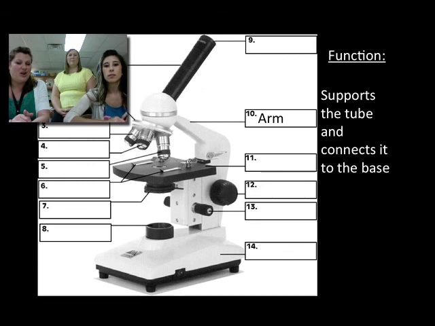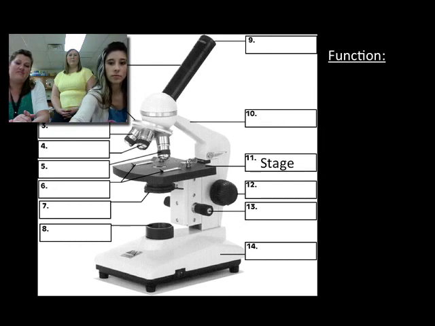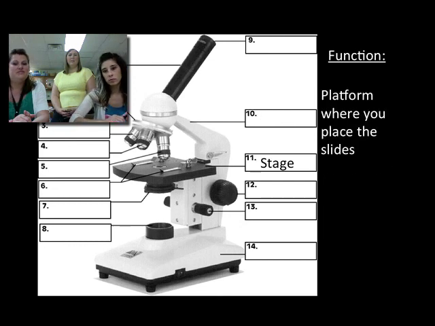And this is the arm. This is the arm we also spoke about in the previous video, in which you're supposed to hold it with one hand on the arm to pick it up and one hand on the base. The arm supports the tube and connects it to the base of the microscope. All right, here's your stage. This is the platform where you place the slides. If you're using something that is wet and you get a little moisture on the stage, please dry it up.